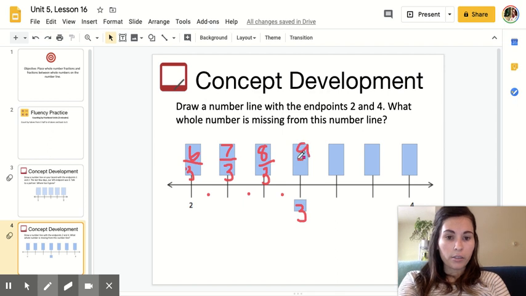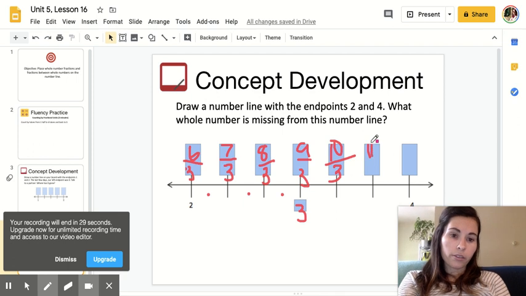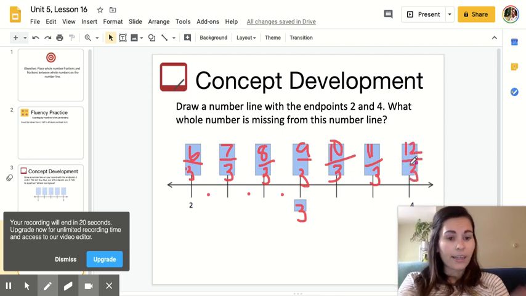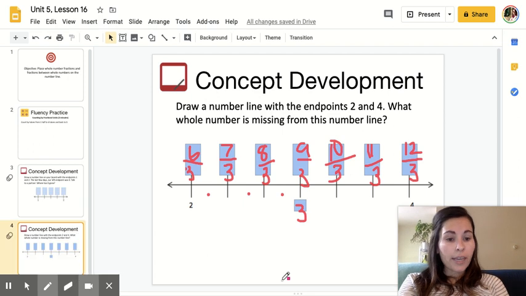9/3, which is the same as 3 wholes we see, 10/3, 11/3, and 12/3, which we see as the same as how many wholes? Exactly, 4 wholes. All right, so today we're going to practice this tricky next step.